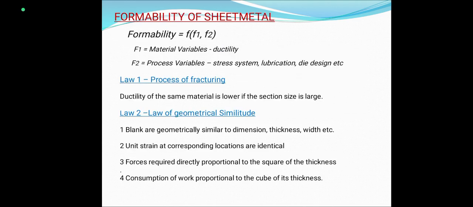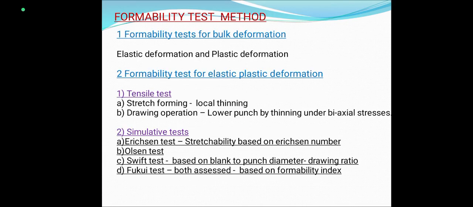Formability of sheet metal. Formability of sheet metal is calculated by F1 and F2. F1 is material variables, such as ductility. F2 is process variables, such as stress system, lubrication, die design, etc. Law 1, law of fracturing: ductility of the same material is lower if the section size is large. Law 2, law of geometrical similarity: blanks are geometrically similar in dimension, thickness, width, etc. Unit strains at corresponding locations are identical. Forces required are directly proportional to the square of the thickness. Consumption of work is proportional to the cube of its thickness.